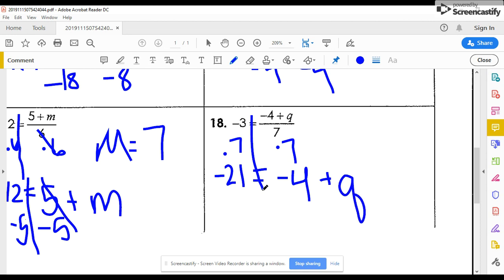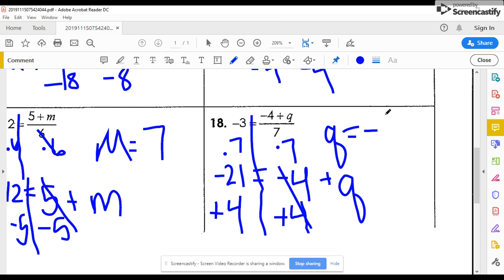So now we need to get rid of the minus 4. And remember, although it's a plus here, we look in front of the 4. The 4 is a negative 4. So the only way to cancel that is we have to have the opposite. So we need to have a plus 4 to cancel it. And let's see, negative 21 plus 4 is q equals negative 17.